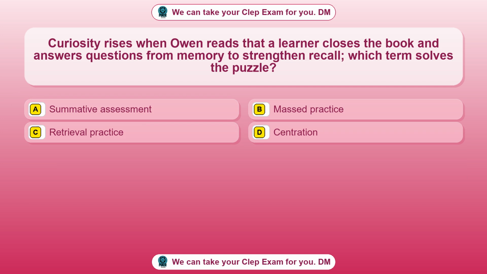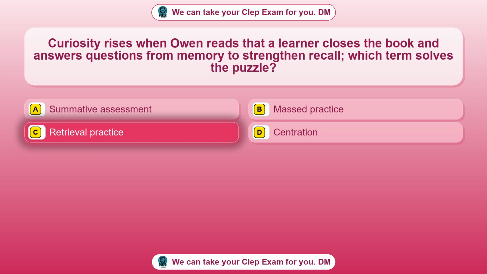Question 37. Curiosity rises when Owen reads that a learner closes the book and answers questions from memory to strengthen recall. Which term solves the puzzle? Option A, summative assessment. Option B, massed practice. Option C, retrieval practice. Option D, centration. The correct answer is option C, retrieval practice.